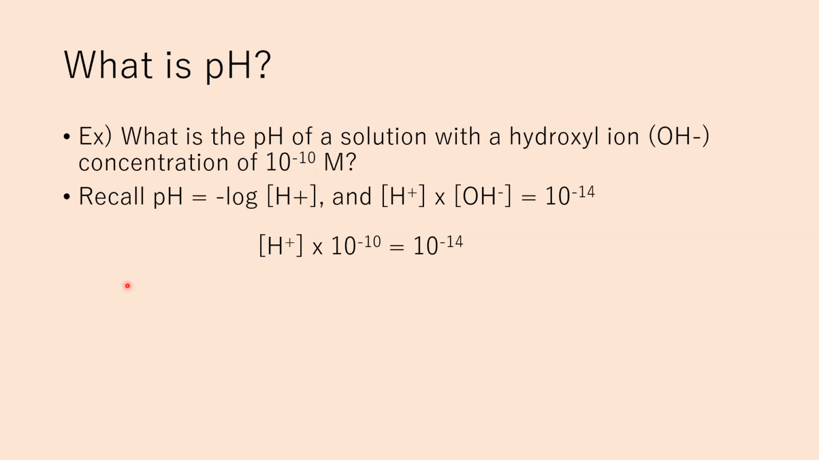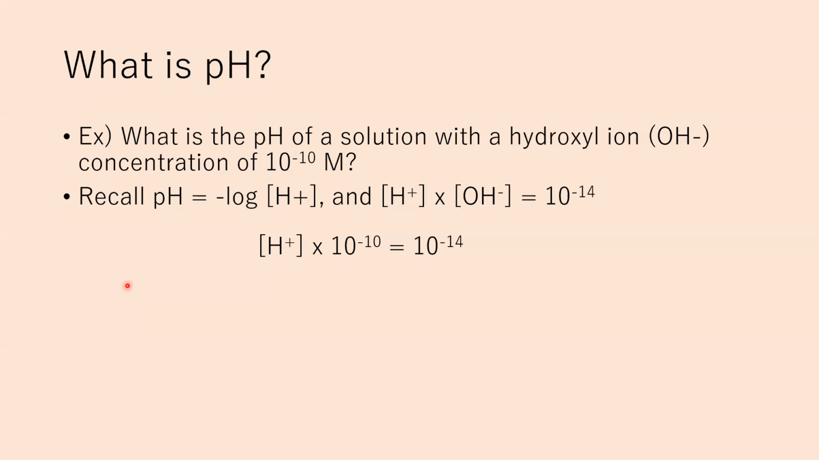Let's look at another example. What is the pH of a solution with a hydroxyl ion concentration of 10 to the negative 10th power moles? Note, we are looking to determine pH, which is the concentration of hydrogen ions. However, here we are only given the concentration of hydroxide ions. How can pH in this example be calculated?